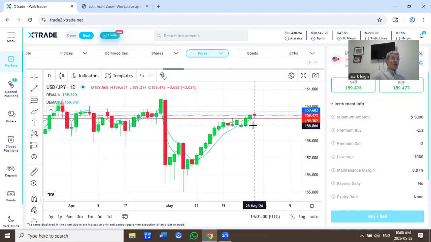159.68. If US dollar strength does continue and this rebound does continue, the red candlestick will go to green and buyers will be looking up at this resistance level. If we see US dollar weakness, sellers will look to retest this 159.30 support level.